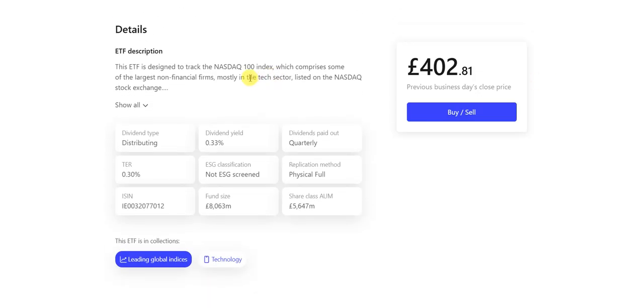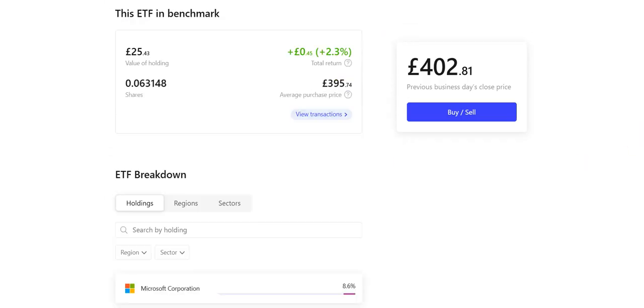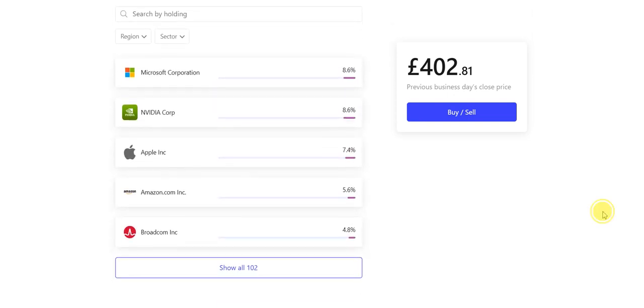It's basically 100 stocks that are tech related, and the dividend yield is 0.33%. The tech stocks, they're not as high dividend payers because they're trying to grow their companies. So you can see the stocks here, and again, even though it says 100, there's 102 in there.